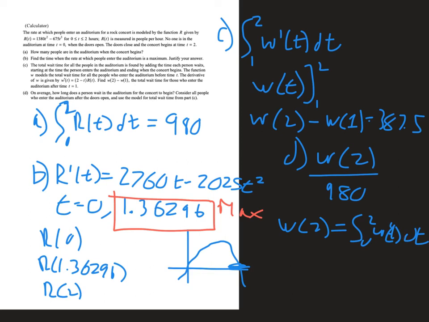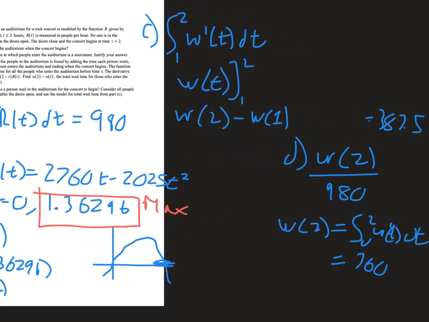So we just plug into our calculator the expression for W prime of t and do our math 9, our definite integral, just like we did up here. But here in part D, it's from 0 to 2, not 1 to 2 like it was in part C. When we do that, I believe we get 760.